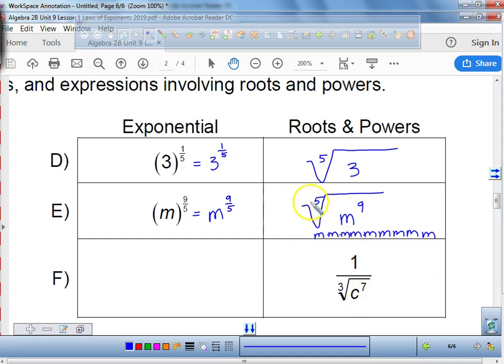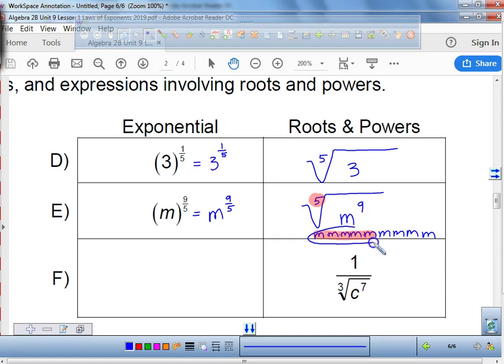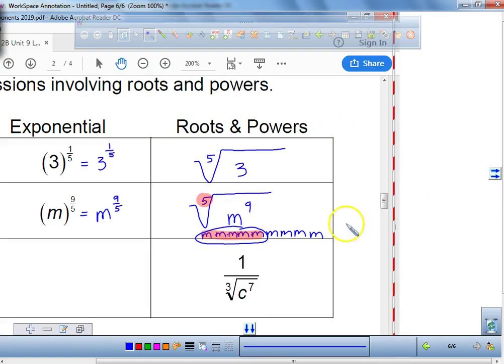Okay? This index means I'm looking for groups of 5. 1, 2, 3, 4, 5. So how many groups of 5 do I actually have? 1 group of 5. So that is able to come out of the radical. So I'm going to make an arrow over here. So here's your final simplified answer.